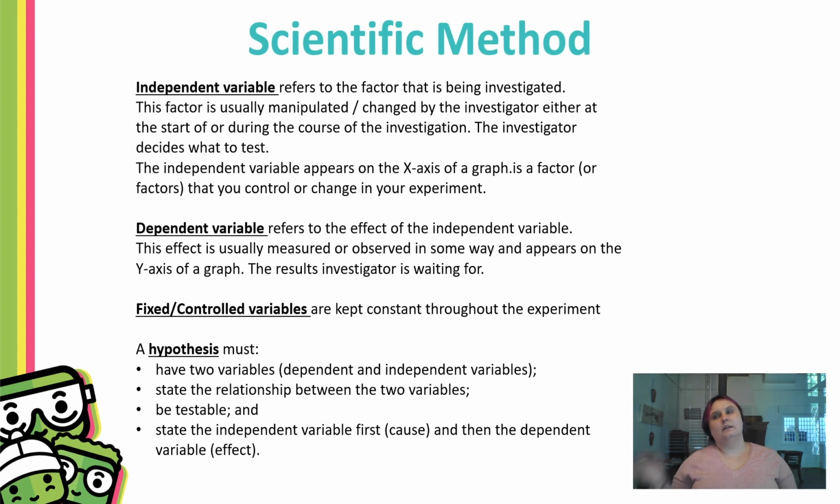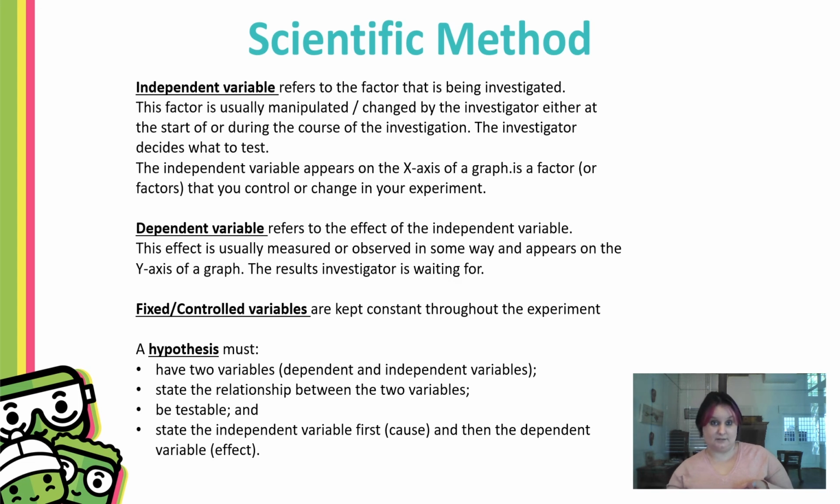So let's think about an experiment. Let's say we are looking at the effects of light intensity, the amount of light, on the rate of photosynthesis, so how fast the plant is making food. In that case, our independent variable, the thing that I'm going to change, is I'm going to look at different light intensities.